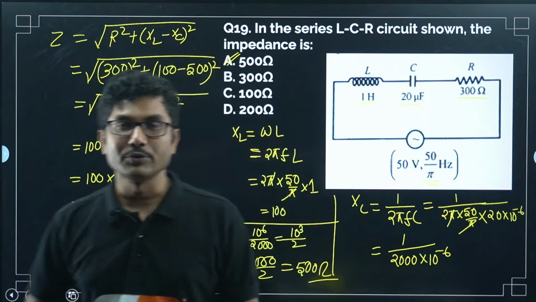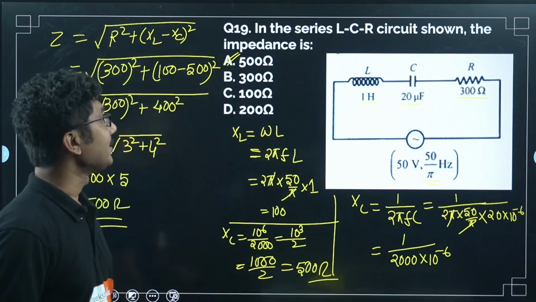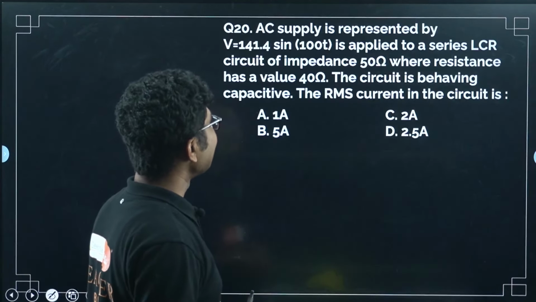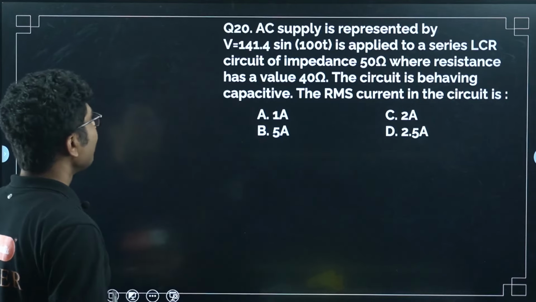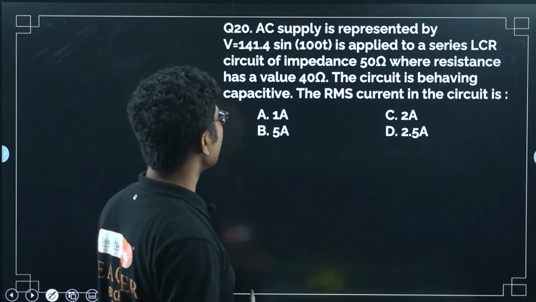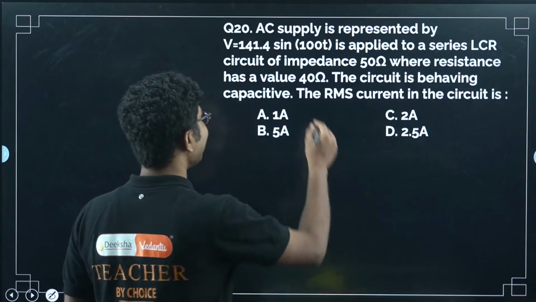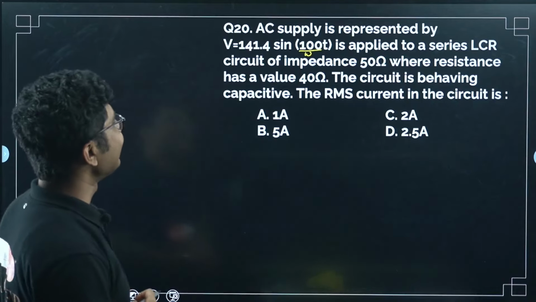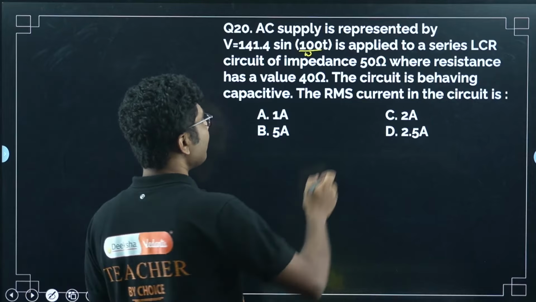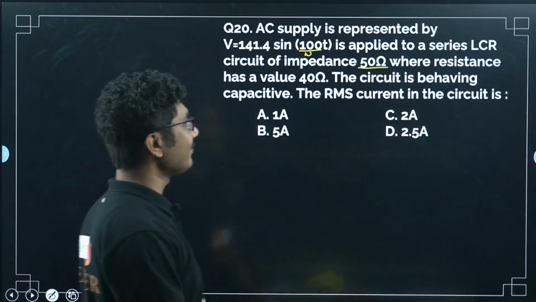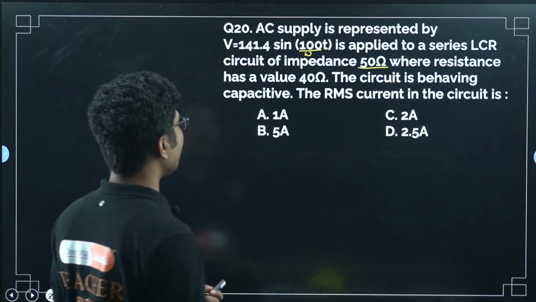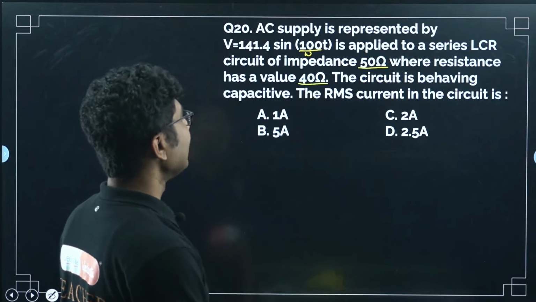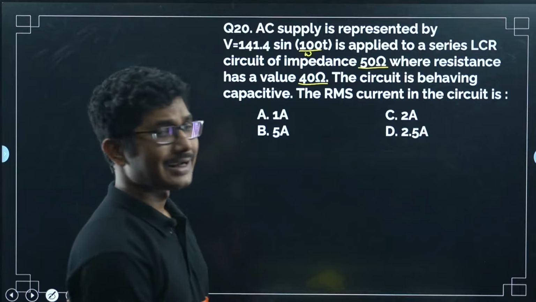So now you tell me if you know 3 square plus 4 square is equal to 5 or not. Now AC supply is represented by V is equal to 141.4 sine 100t. So 100 is the omega. It is applied to a series LCR circuit of impedance 50 ohm, where the resistance has a value of 40 ohm. The circuit is behaving capacitive. The RMS value of the current in the circuit.